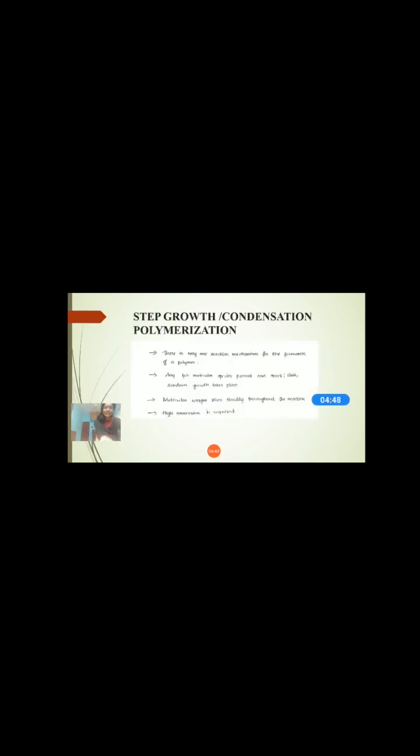Let us go into the classification of polymerization reaction mechanism. It is broadly classified into two. One is step growth polymerization, which is also known as condensation polymerization, and the other one is chain growth polymerization, which is also called addition polymerization. Let us see one by one in detail. First, let us start with step growth or condensation polymerization.